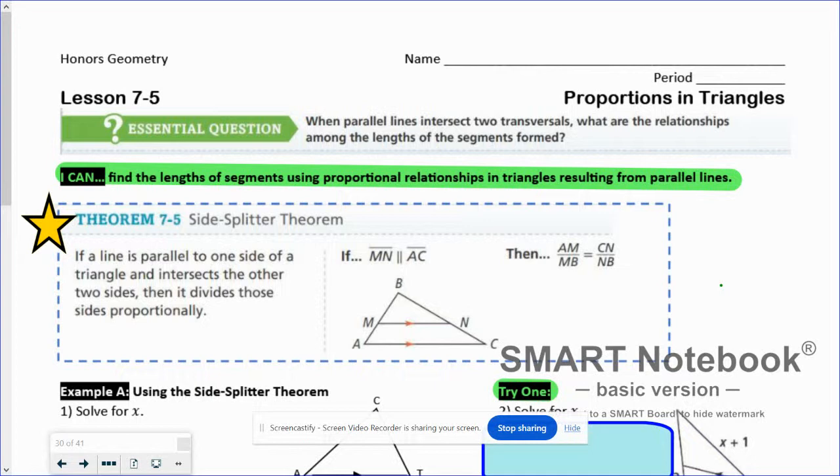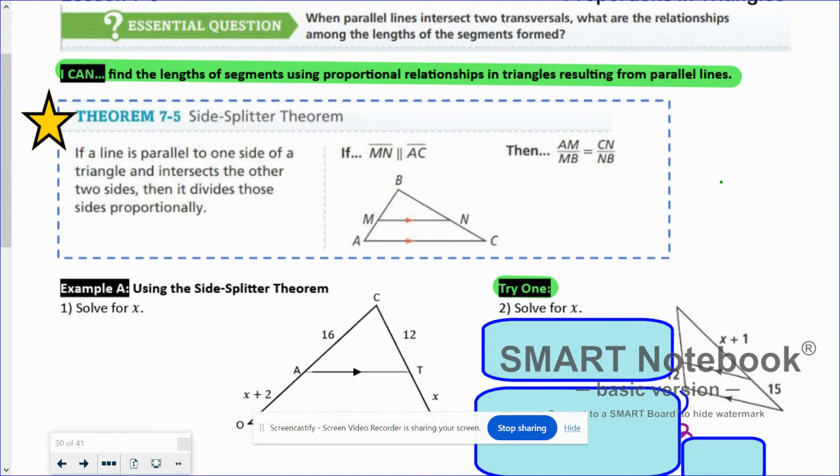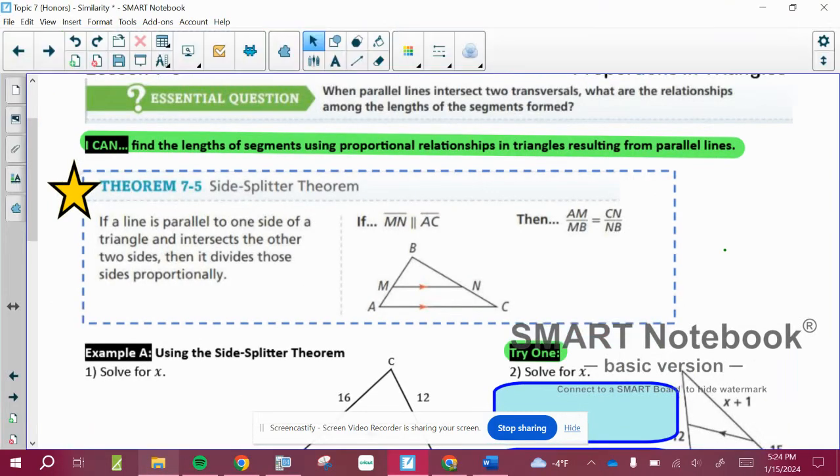In this video for lesson 7.5, we're going to be talking about 3 different theorems that relate to proportions in triangles. So the first theorem we're going to talk about is called the side splitter theorem, which says if a line is parallel to one side of the triangle, so you could see in our picture here, they're marking line MN parallel to AC. Okay, with those little arrows on the line, that means that they are parallel to each other.